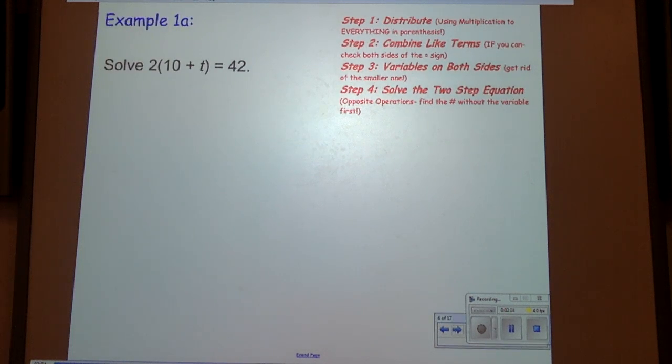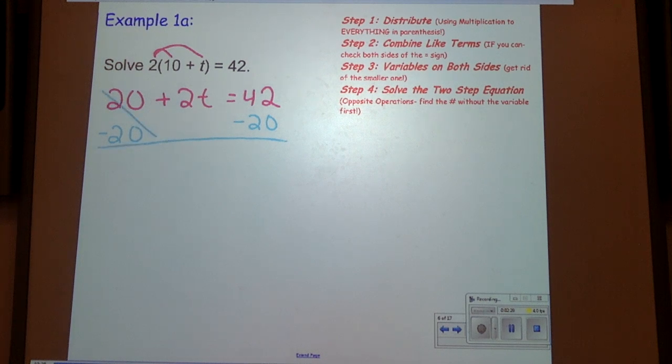Alright, our next example. Again, we're going to distribute first. 2 times 10 and 2 times t. So 2 times 10 is 20, plus 2 times t is 2t, and that equals 42. Okay, we're going to skip step 2 and step 3. We're going to go to step 4 and solve the two-step equation. We're going to subtract 20 from both sides.